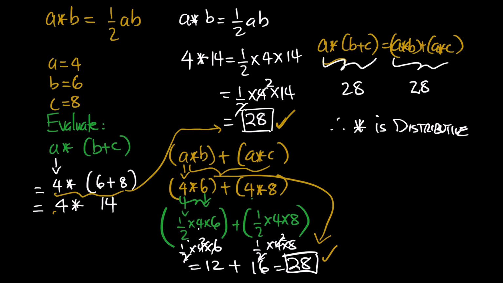We've been able to look at a problem situation regarding whether operation star is commutative, whether it is associative, and whether it is also distributive. Now let's continue solving more problems. That's what we are here for.